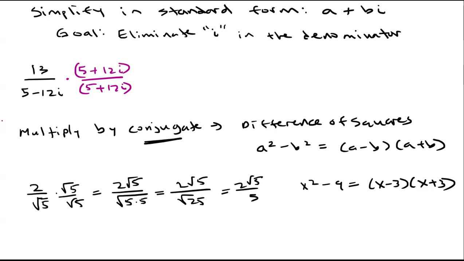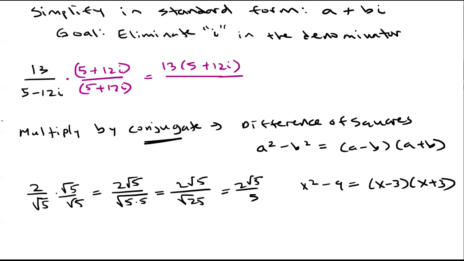All right. So another thing I like to do in regards to these problems is I leave the top alone. I don't do anything to it unless it's going to help me simplify the problem. Okay? So I just kind of leave it in factored form on the top. 13 times 5 plus 12i. Okay? So I just leave it alone for now. If it's going to help me, great, then I continue on with it.